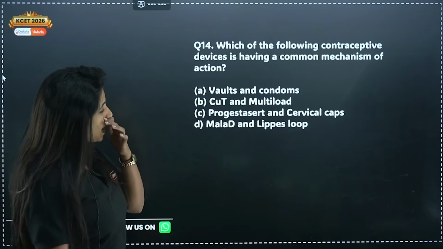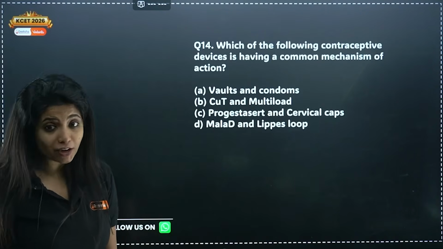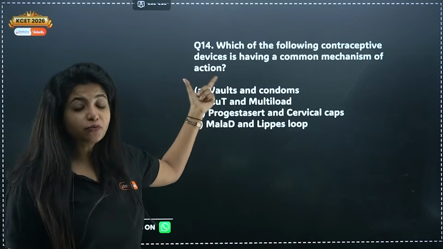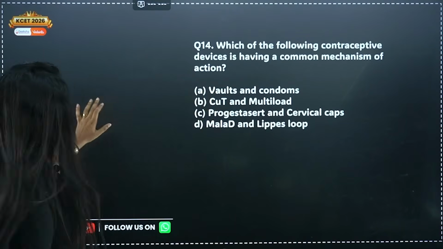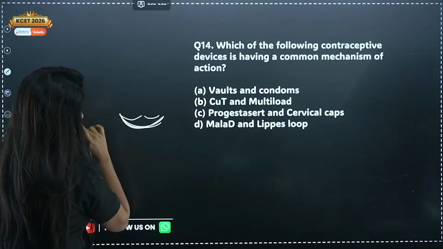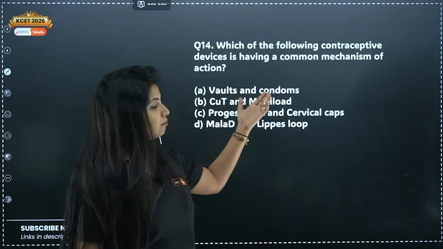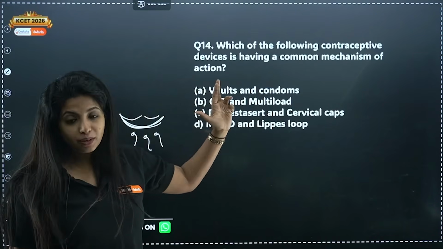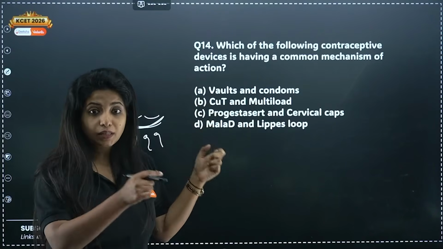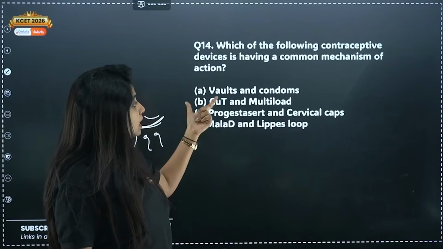So, going ahead with the next question, which of the following contraceptive devices has a common mechanism of action? We have valves and condoms, my dear children. Both of them are barrier methods, but the valve has to be inserted onto the cervical region. If we insert this particular cap-like structure in the cervix, it would not allow the entry of sperm into the uterus. Whereas the condom can be used by males as well as females, also a barrier method. But both of them are inserted in quite different places. Let's see the other option, CUT and multi-load.